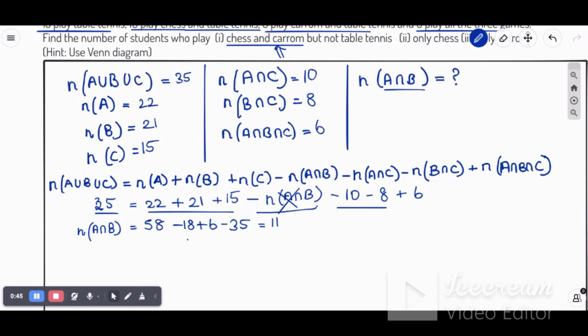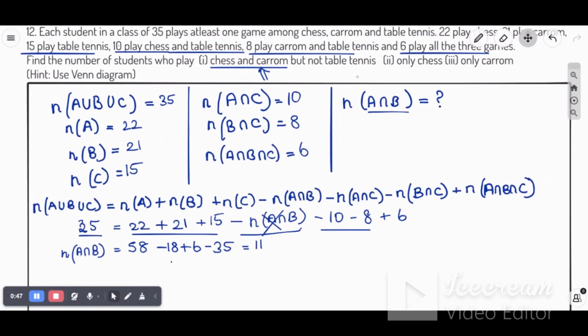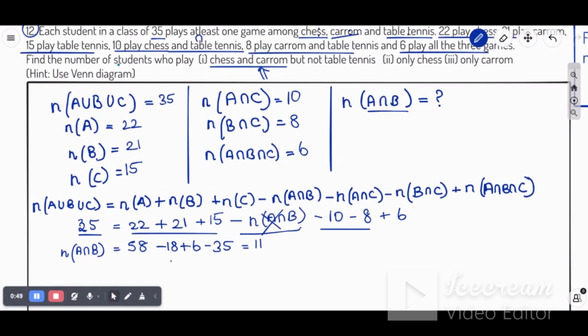Now let's move on to our question. In their question, they have asked the number of students who play chess and carrom but not table tennis, only chess and only carrom. Use a Venn diagram as your hint is given. So let's start drawing our Venn diagram.